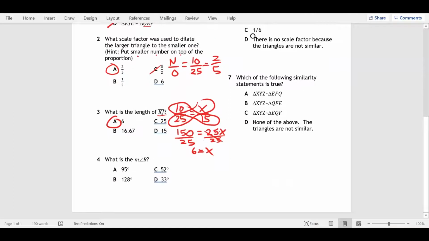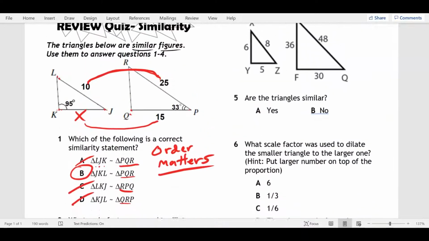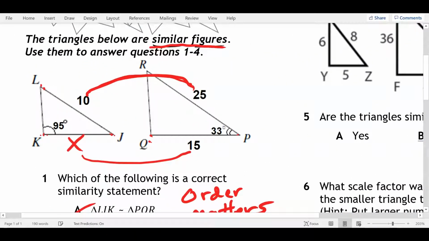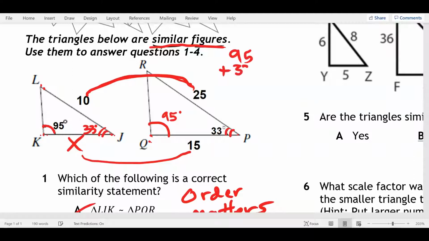Okay. What is the measure of angle R? Now, let's think about this. It tells us that they're similar figures. So if angle K is 95, then angle Q is also 95, right? And if angle P is 33, then angle J is also going to be 33. Okay. Now, to find my missing angle L and my missing angle R, remember the angles are congruent in similar triangles. I'm going to add up the two angles I know, 95 plus 33, 128. And remember, I need to subtract that from the total. Inside of a triangle is always 180 degrees. So minus 128 gives me 52 degrees.